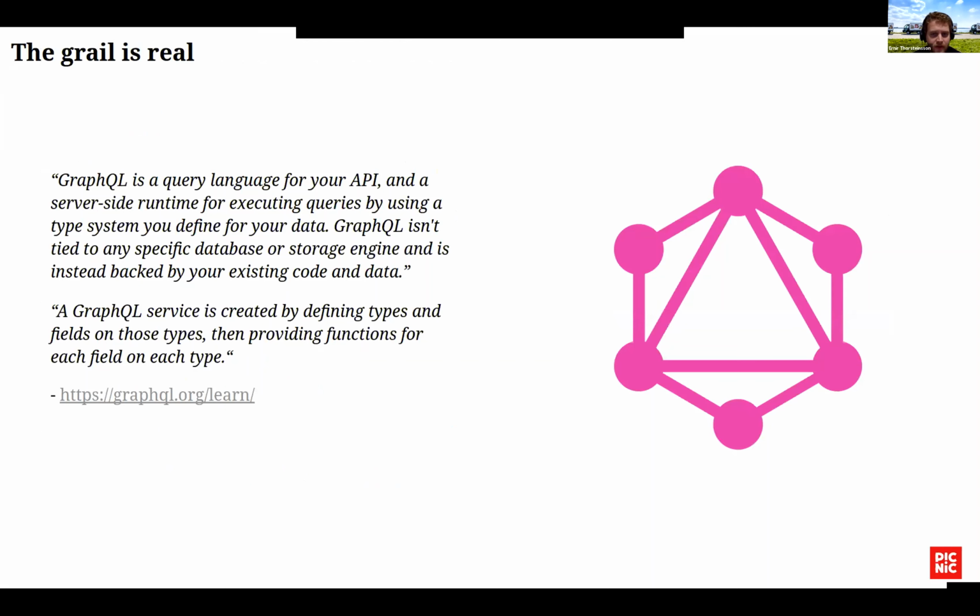This is exactly the same slide as earlier, but this time I would like to draw your attention to something different. The second paragraph: a GraphQL service is created by defining types and fields on those types, then providing functions for each field on each type. So when we define a GraphQL schema, we basically need to tell the schema how to resolve each field. And the amazing thing about GraphQL is that how to resolve each field is very much left to the developer.